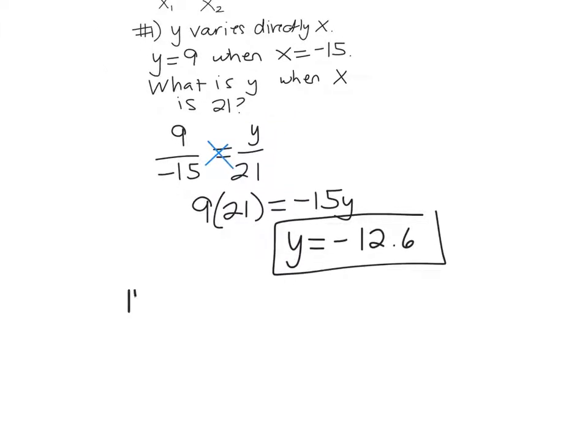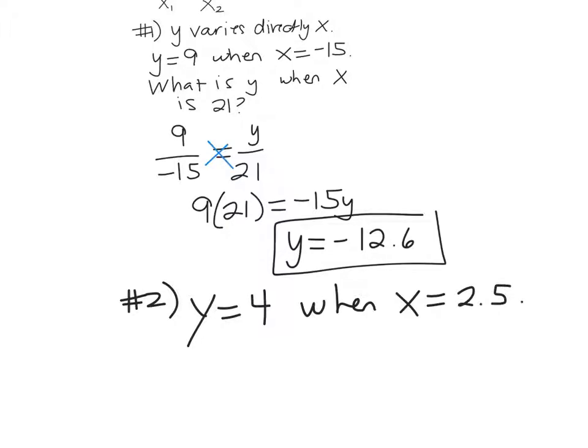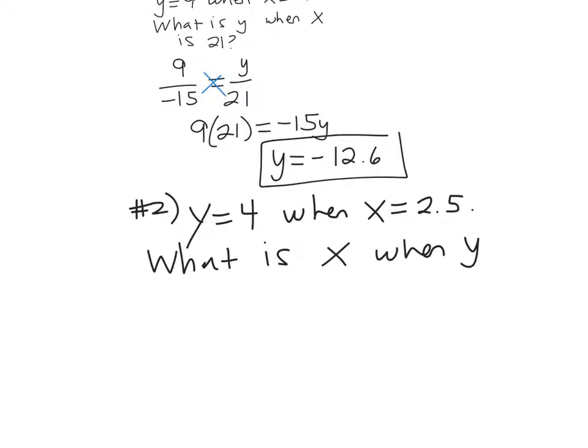All right, let's try one now that's missing x. Instead of asking you what y is, they're going to ask you what x is. Same idea though, and we still have a direct variation. So this time y is 4 when x is 2.5. What is x when y is 10?